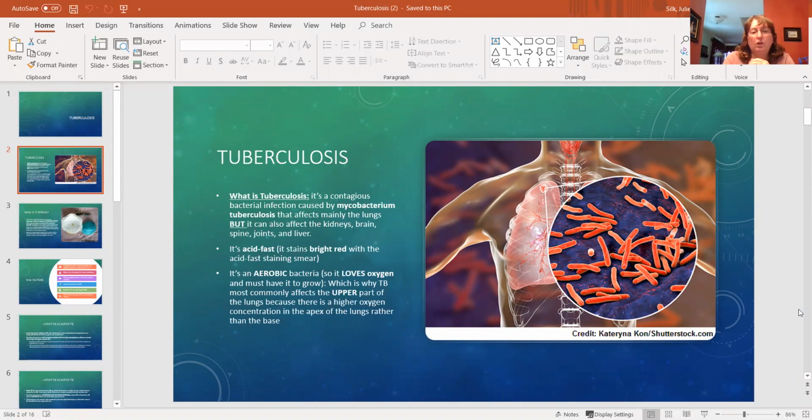This is an aerobic bacteria, so it loves oxygen and it must have that to grow, which is why TB mostly affects that upper portion of your lungs, because there's a higher oxygen concentration there rather than at the base.